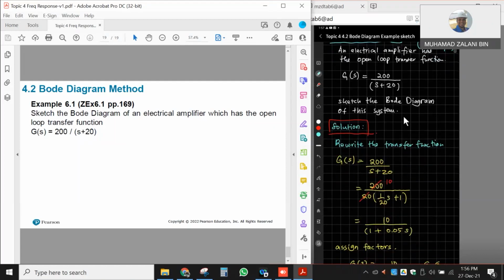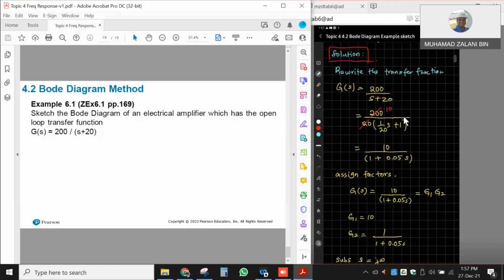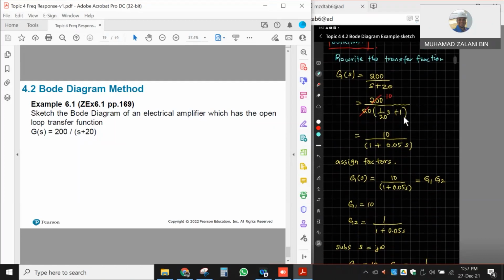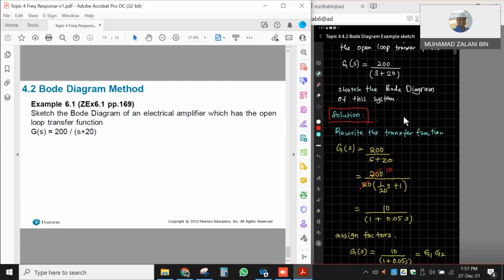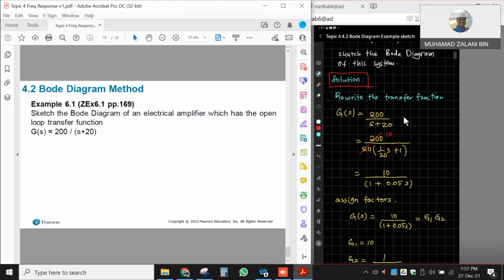So basically what we do firstly is to start with converting this equation to a form that is easier for us to identify which type of factors it has, whether it is a constant factor, of course clearly this is not a constant factor, whether it is a derivative factor, an integral factor, or a first order factor.